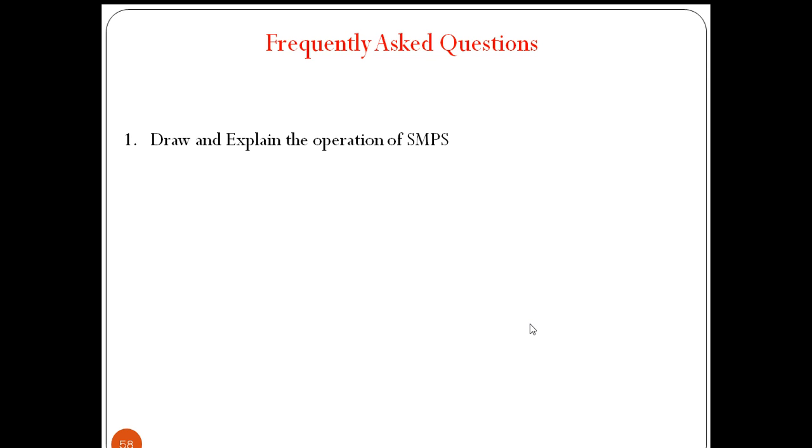On this topic, they are frequently asking about SMPS: draw and explain the operation of SMPS. For this, you have to draw the block diagram and explain the detail regarding each block: how the converter is working, how the isolation transformer is acting, how the inverter circuit will be operating, how the driver circuit will be operating, and how the control circuit will be operating. For each and every circuit, you have to mention the function of the components existing in the SMPS.